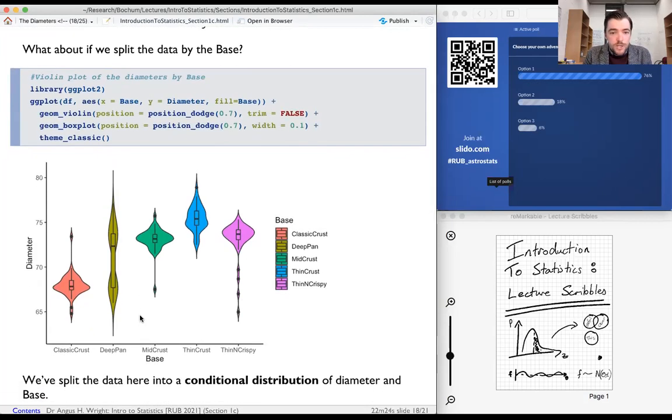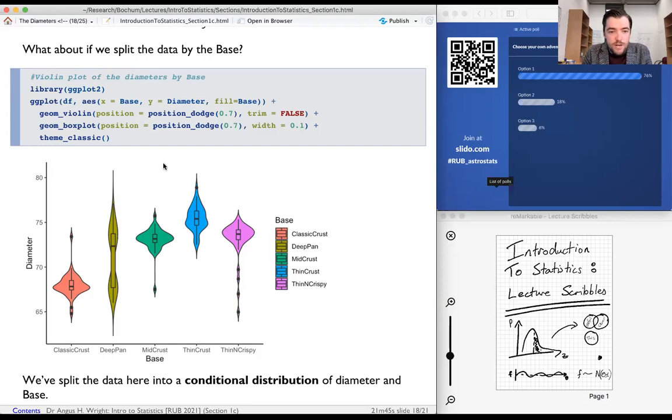And what you see is that now we've again got some split in the diameters here. Looking at the classic crust, there's clearly a preference for those to be smaller pizzas. The deep pan tends to split bimodally as well. So again, clearly some complexity there that isn't captured in this conditional distribution. And the mid, thin, and thin and crispy are all larger, with the exception of some outliers again.